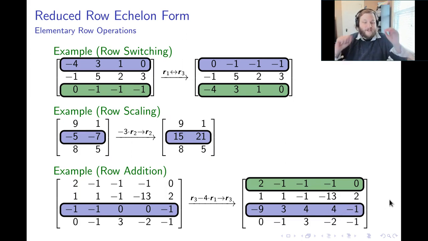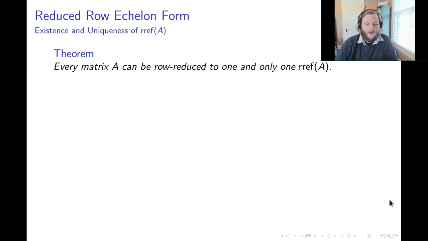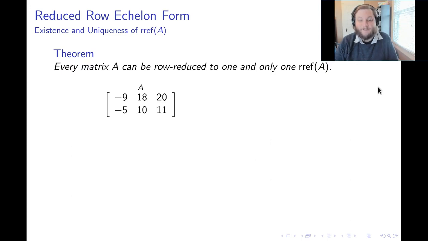So these are the three types of elementary row operation: row switching, row scaling, and row addition. Okay, so the idea now is that if we have something ugly, some generic matrix that's hard to work with, we will use elementary row operations to make the matrix better. It turns out there's a theorem that says we can do this. Every matrix A can be row reduced to one and only one reduced row echelon form matrix. So let's see an example of this in action.